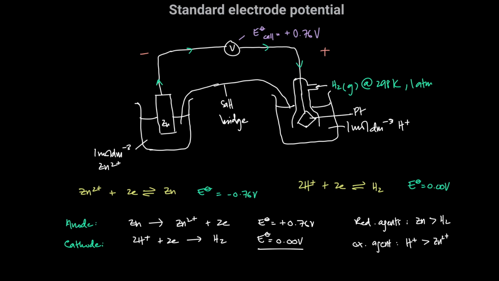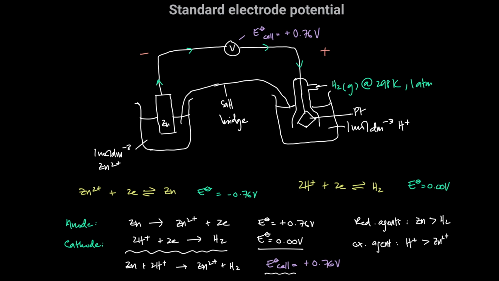If you add up the two half equations, we get the overall equation, that is Zn plus 2H+ gives us Zn2+ and hydrogen gas. And here we can say that the overall EMF of the cell is equal to 0.76 volts. That's just the sum of the potentials of the two half equations. So that's your overall EMF.